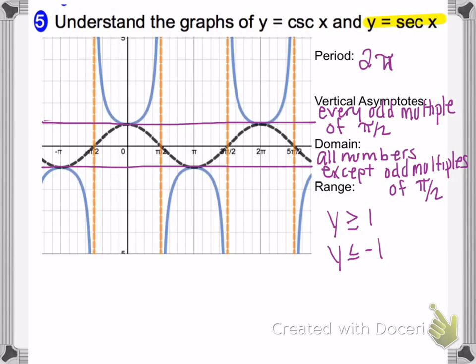Again, the reason why is, let's say we take a look at the point pi over 2, where we have a vertical asymptote. The point for pi over 2 is 0, 1, and secant is the reciprocal of cosine, and cosine happens to be the x value. So when we take the reciprocal of 0, that ends up being 1 over 0, and that is a value that is undefined, and therefore that is why we have a vertical asymptote occurring at those odd multiples of pi over 2.